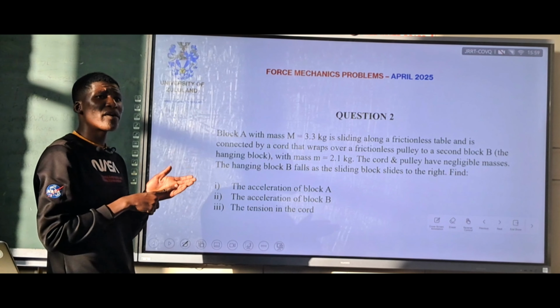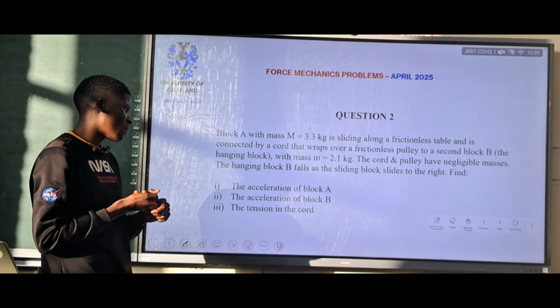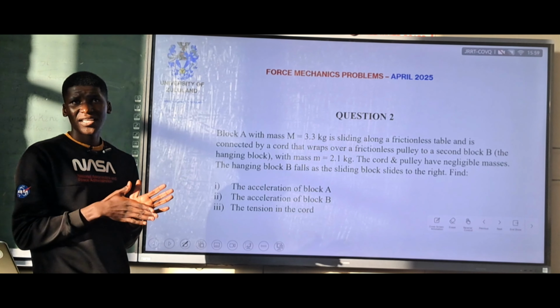Find the acceleration of block A. Find the acceleration of block B. Find the tension in the cord. 9 marks.